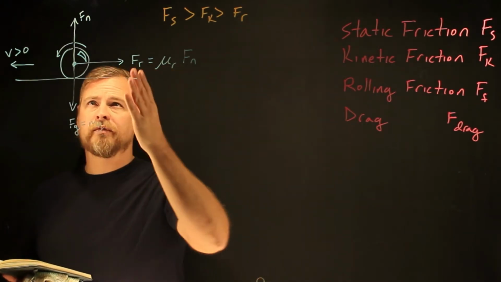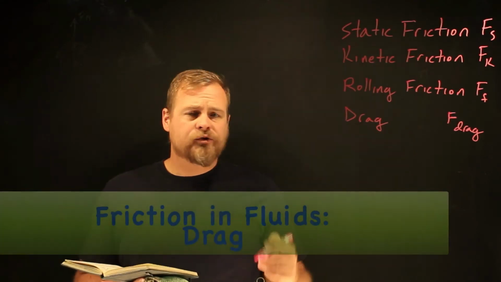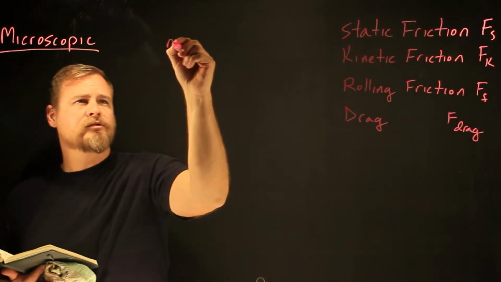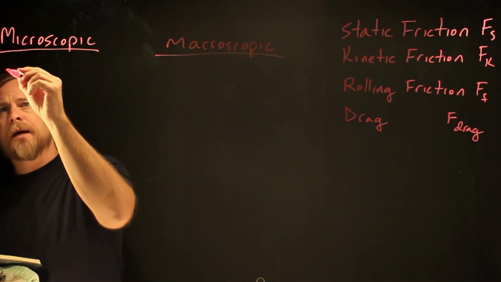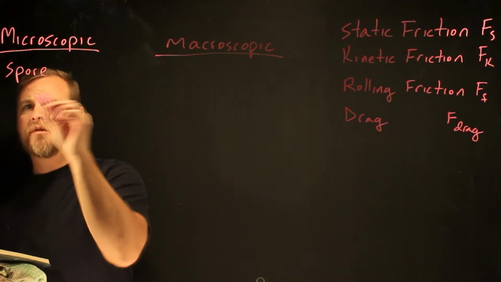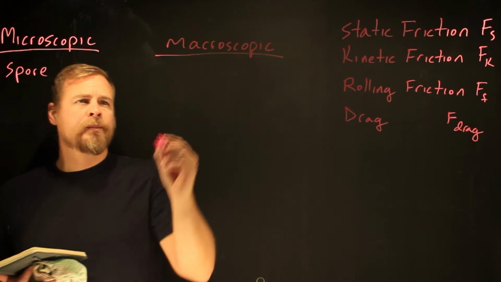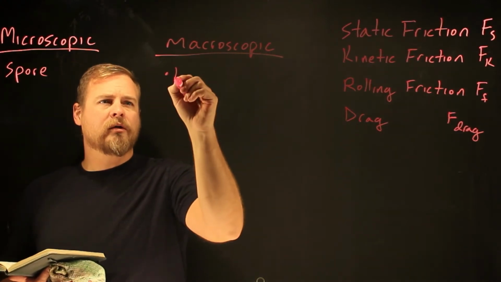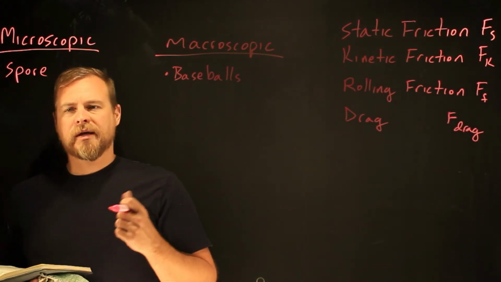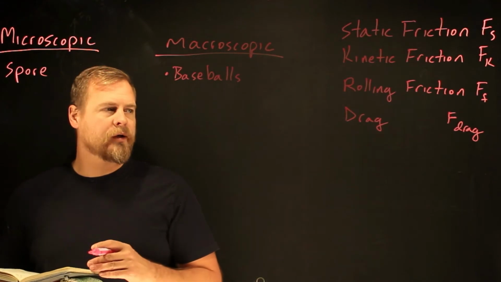And this is a typical free body diagram of a rolling object. Drag, there's two different versions. You've got microscopic drag and macroscopic. Microscopic, I'm talking about a spore or a particle of dust or something like that, right? Floating through the air, floating through the water. And then macroscopic, I'm talking about, you know, baseballs and birds. So when we talk about a fluid, this could be a gas or a liquid. So usually it's the air or it's the water.